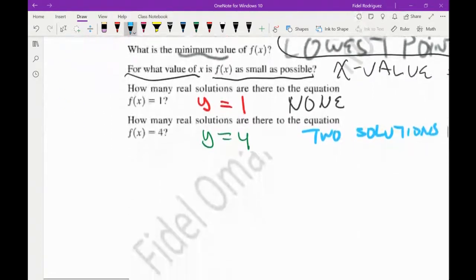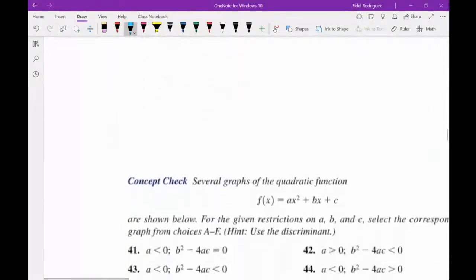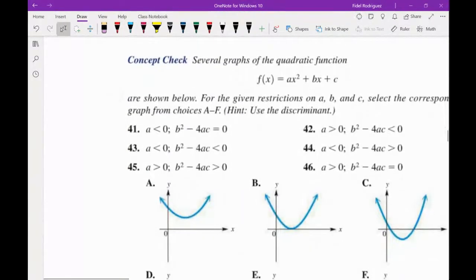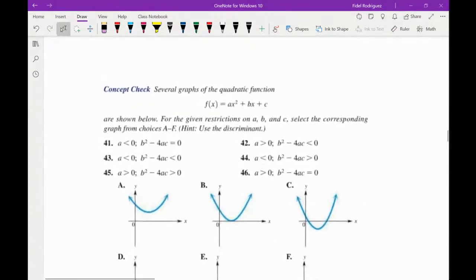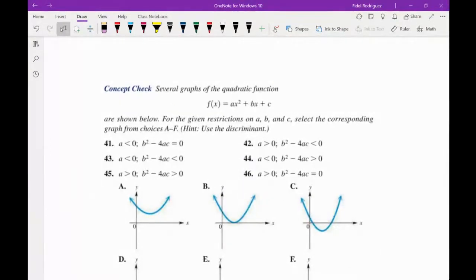All right, so now look, I'm going to keep going over here, and let's see if we can figure out a couple of pieces. All right, so it says several graphs of the quadratic function f of x equals ax squared plus bx plus c are shown below. Given the restrictions on a, b, and c, select the corresponding graph from choices a through f. And it says, hint, use the discriminant. So I'm going to talk to you all about what the discriminant is, okay?